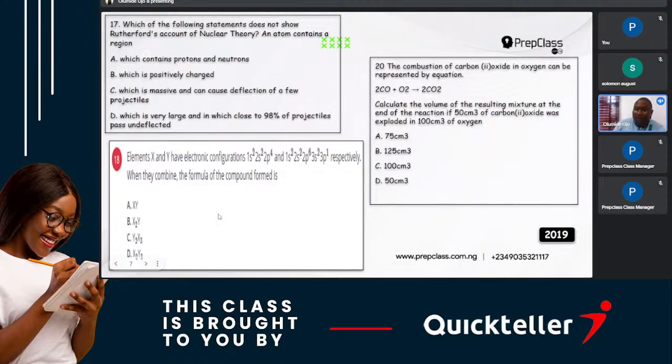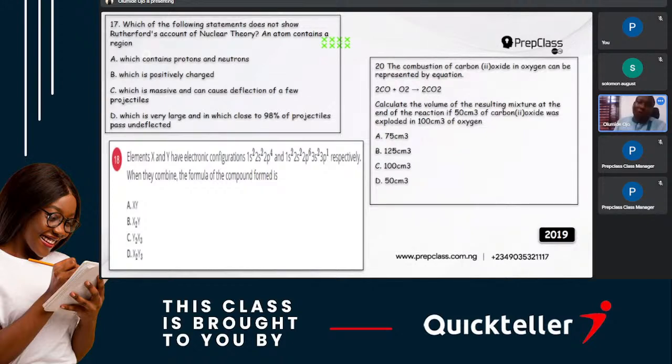Yeah, good. Thank you. So let's go to number 20. The combustion of carbon(II) oxide in oxygen can be represented by the equation 2CO + O2 → 2CO2. Now, calculate the volume of the resulting mixture at the end of the reaction if 50 cm³ of carbon(II) oxide was exploded in 100 cm³ of oxygen.